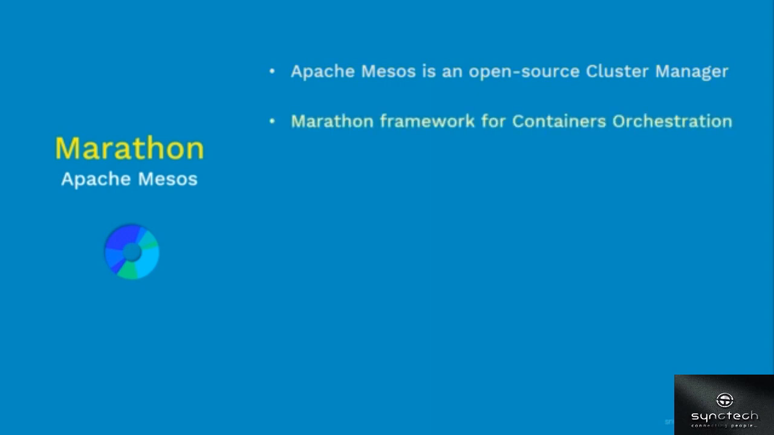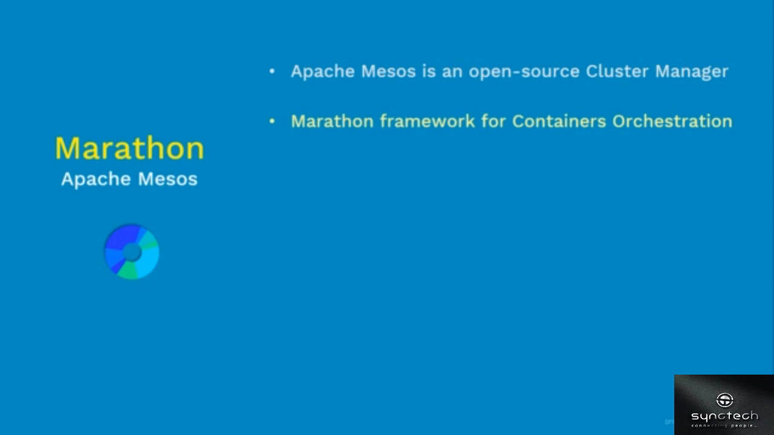So Apache Mesos Marathon is the first container orchestration engine out there. It came even before Kubernetes, Docker Swarm, and others. In Apache Mesos, for each job, there is something called a framework.